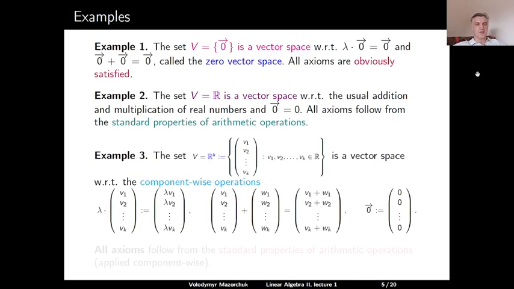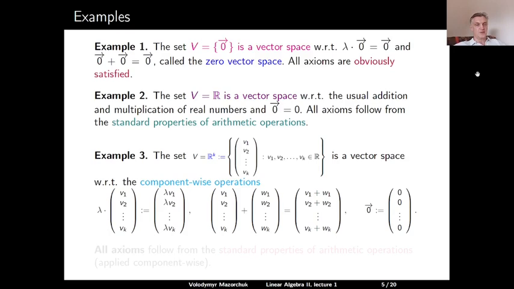Here's the third example. Consider the set V denoted by R to the power k, and this is the set of all column vectors of height k with real coefficients. The claim is that this set is also a vector space with respect to the component-wise operations. So if we want to multiply a vector (v1, v2, and so on, vk) with a real number lambda, we simply multiply it component-wise. So the outcome is the vector (lambda v1, lambda v2, and so on, lambda vk).